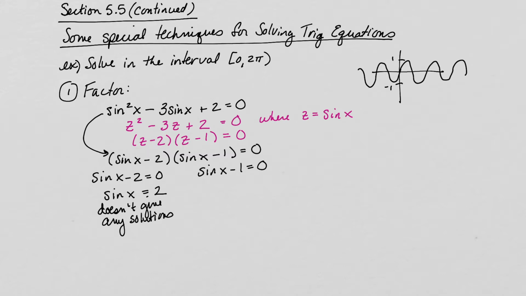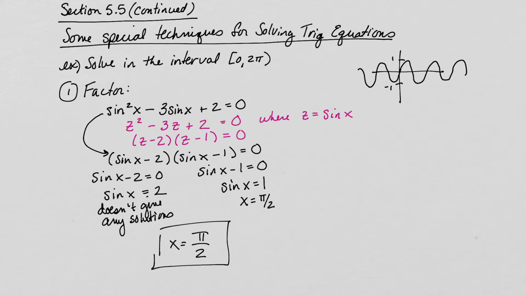So now we'll look at the other side. I'm going to add 1 to both sides, so we end up with the sine of x being equal to 1. And between 0 and 2 pi, when is the sine of x equal to 1? Yep, pi over 2. So our only solution here just ends up being x equals pi over 2.